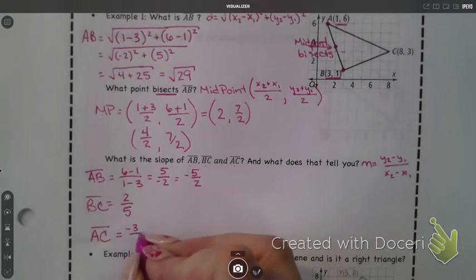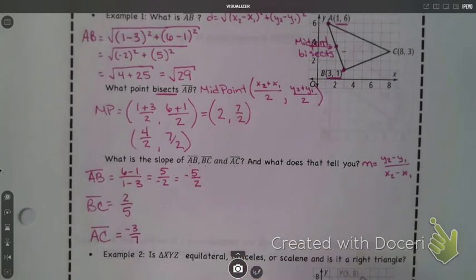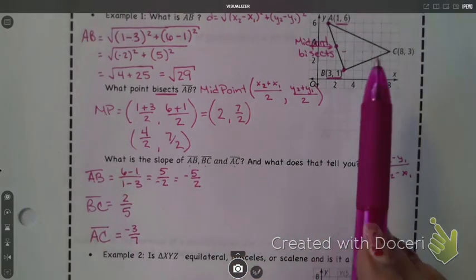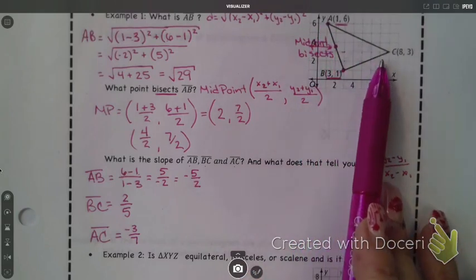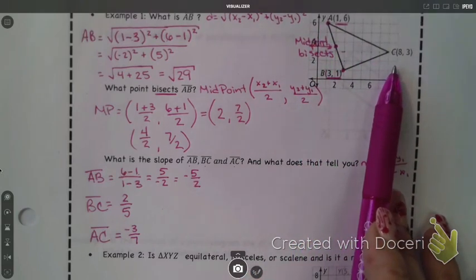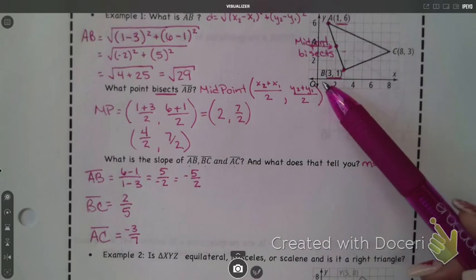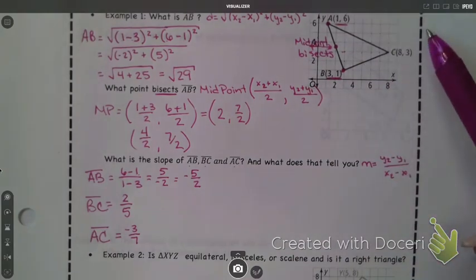I got negative 3/7. What'd you guys get? Sure thing. Negative 3/7. Now remember, if I'm looking from left to right, do you see how AC goes down? That should be a negative slope, shouldn't it? And we got negative. BC goes up, so it should be a positive slope.